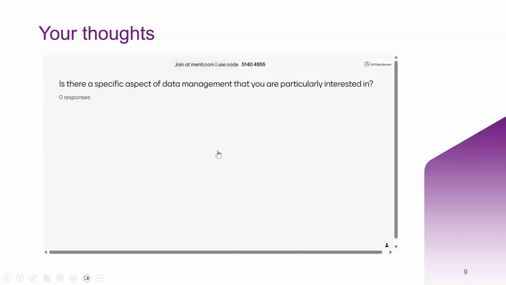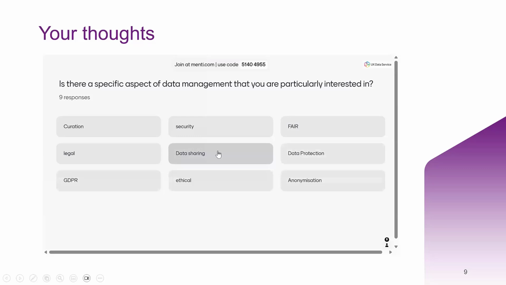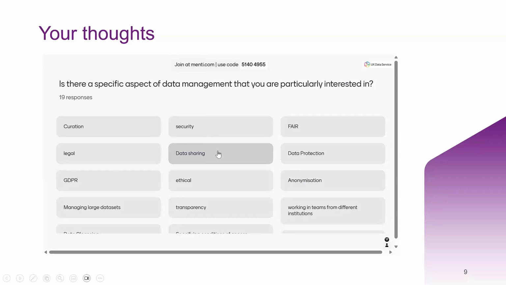Now, is there a specific aspect of data management that you are particularly interested in? Curation. Fantastic. Answers are coming in. I'm so grateful to all of you for completing our survey. They're fantastic in also understanding what our researchers need to better support them. Are there specific topics that we need to provide more guidance, provide more training? So all of your answers are fantastic.